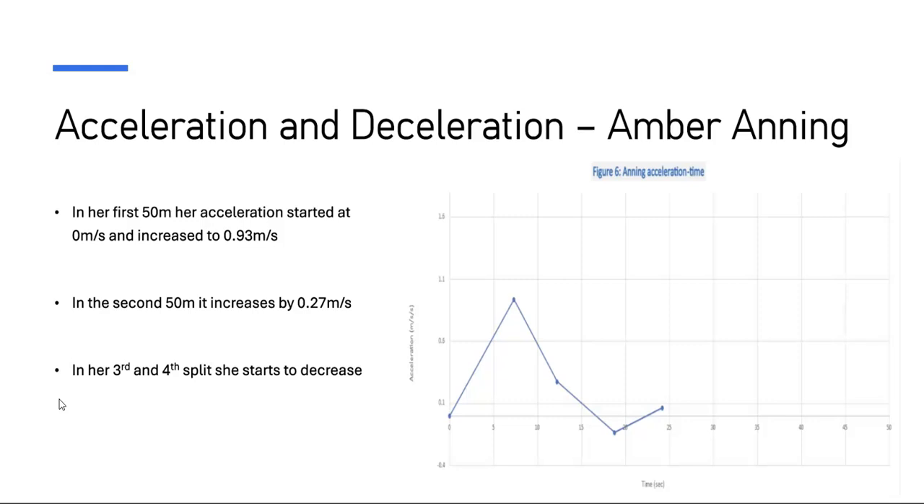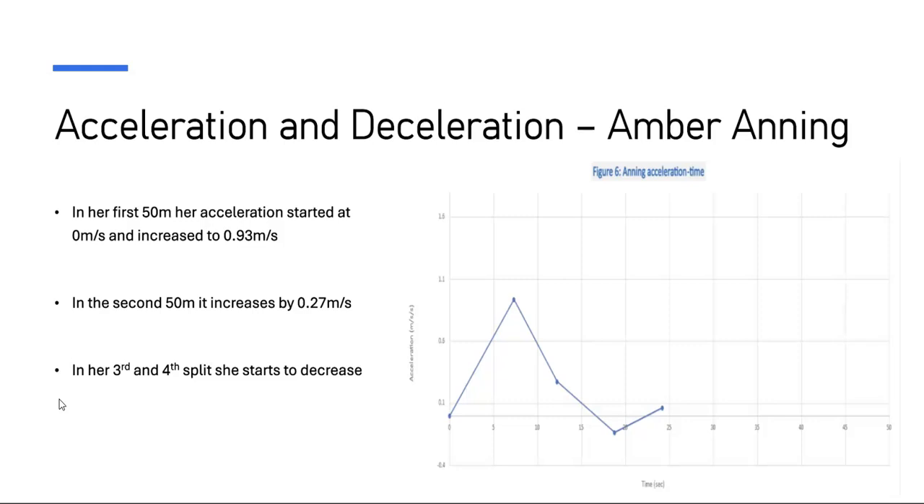Acceleration and deceleration of Amber Anning. In her first 50 meters, her acceleration started at 0 meters per second and increased to 0.93 meters per second. Like Usain Bolt, this is her most acceleration over the 200 meters, as she started at 0 meters per second, meaning she would accelerate a lot to reach max velocity as quickly as possible.